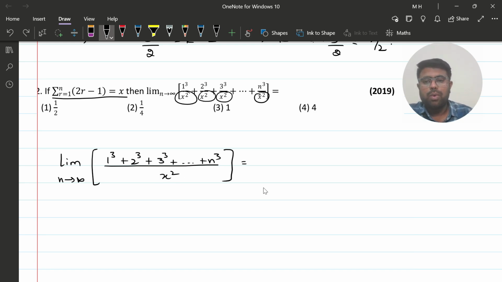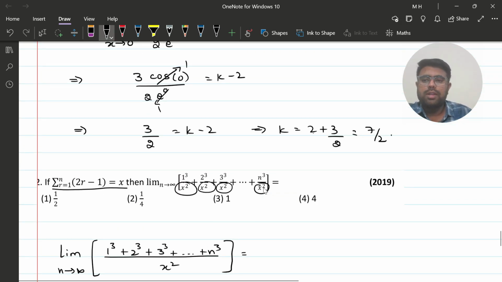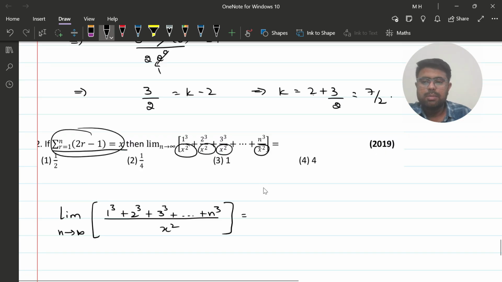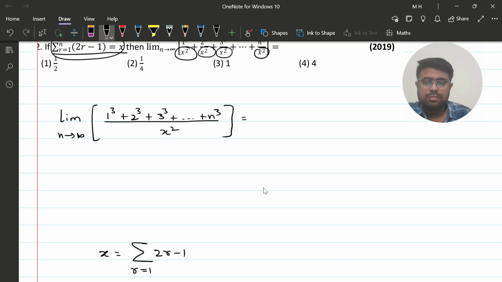Now look, what is this x? See, the limit is for n, so I don't have to keep x here. So what is this x? The value of x is given, right? So x is equal to what? They have given x is equal to the summation of 2r minus 1, where r is from 1 to n. Okay, so this is what is given.